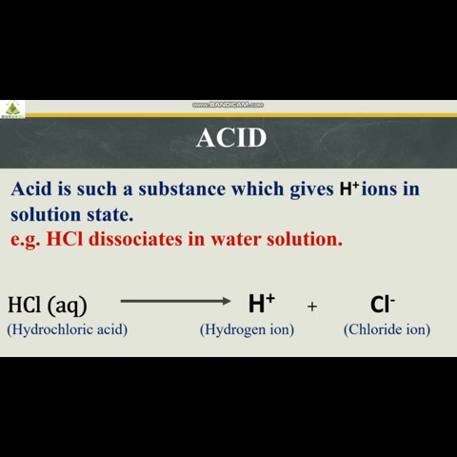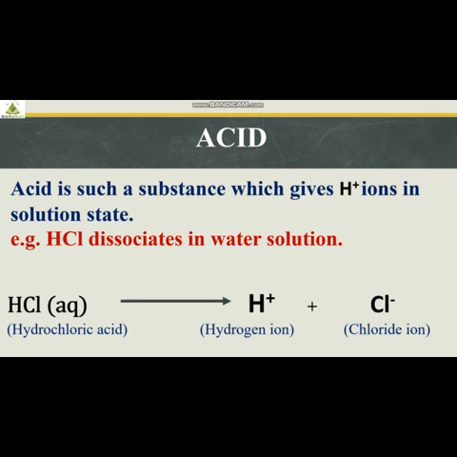Students, acid is a substance which gives H plus ions in solution state. H plus ions means hydrogen ions. Please remember, this is the proper definition of acid. Acid is a substance which gives what? It will give H plus ions, that is hydrogen ions, in the solution state.